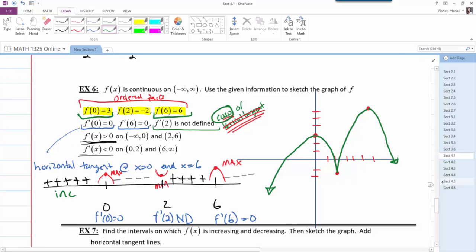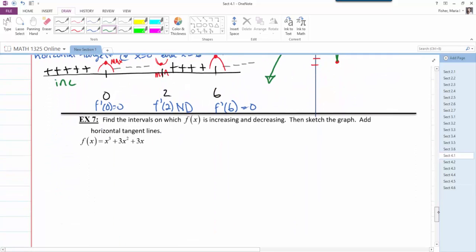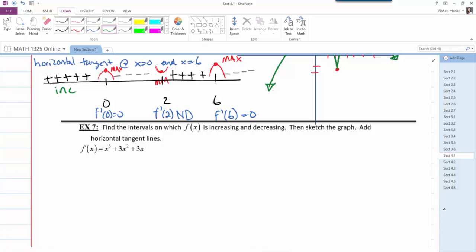All right, number 7, the last one from this section, is asking us to find the intervals for which the function is increasing and decreasing, and then sketch the graph and add horizontal tangent lines. So it wants us to figure out where I am increasing and decreasing and sketch the graph of this function. So how do I do that if I'm given a function? Recall, that's like examples 1 and 2.